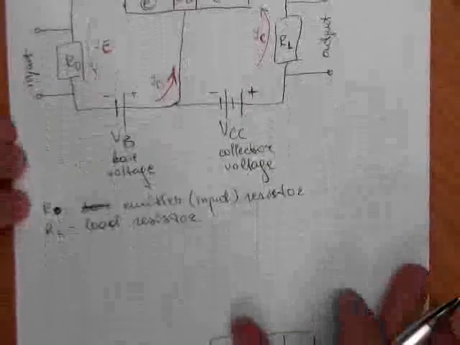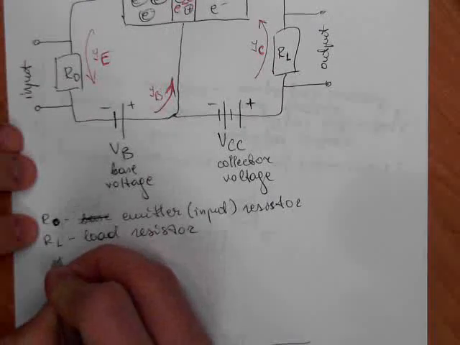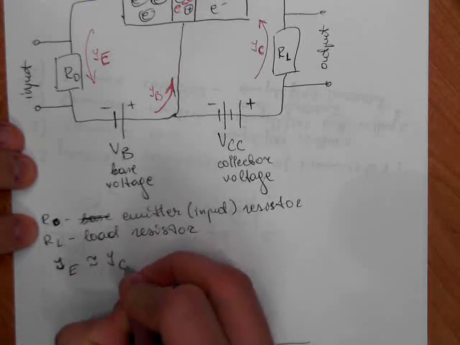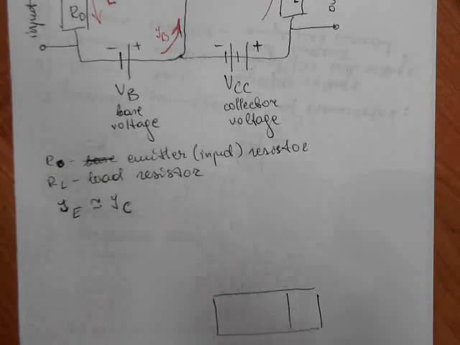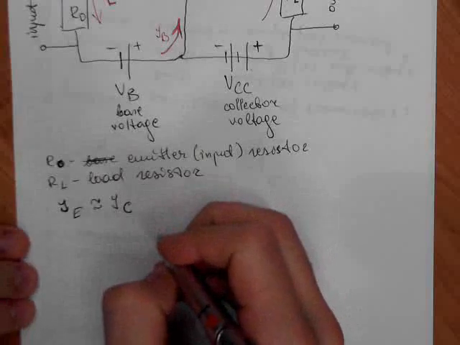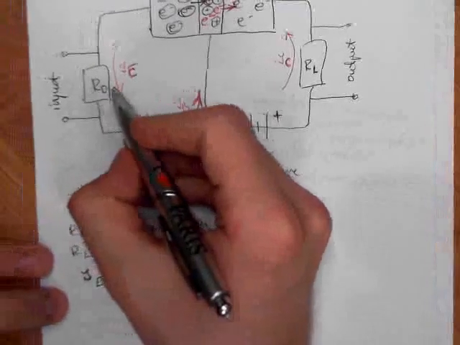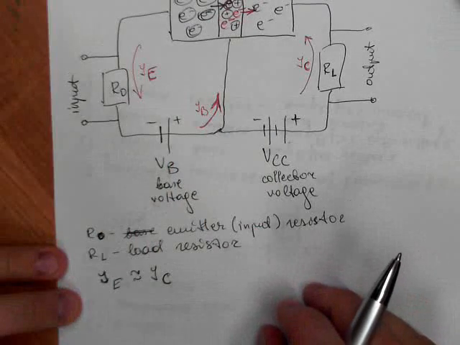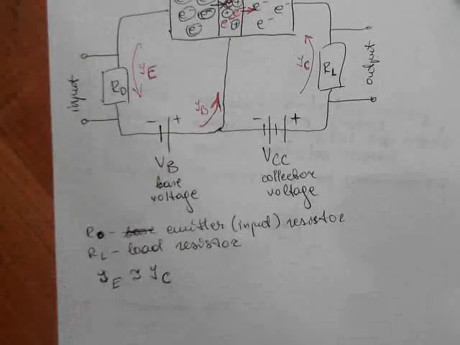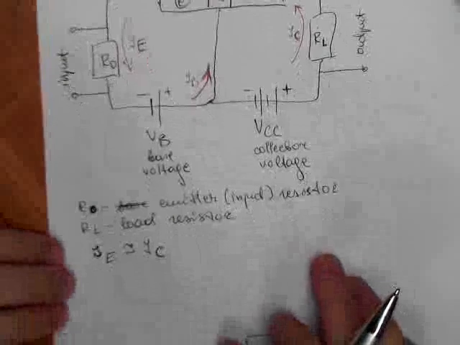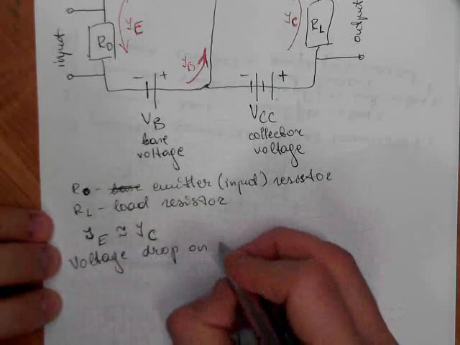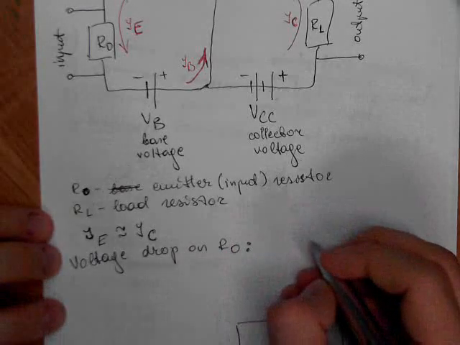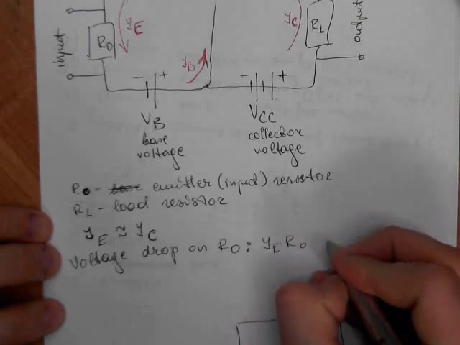So we can write that emitter current is almost equal to collector current. Now what is the voltage drop on this R0? The voltage drop on R0 is the emitter current times R0. Let's call it U0.